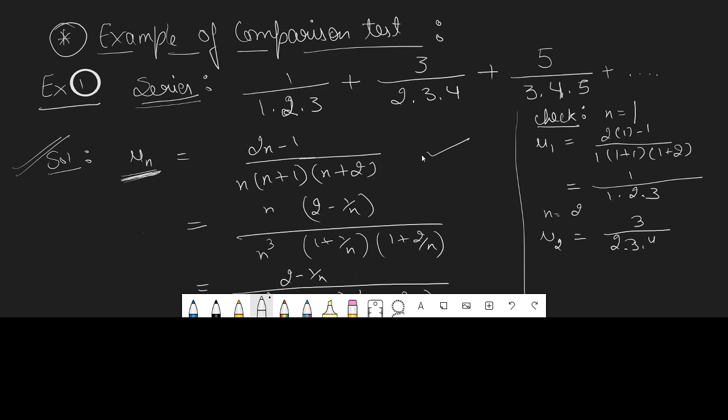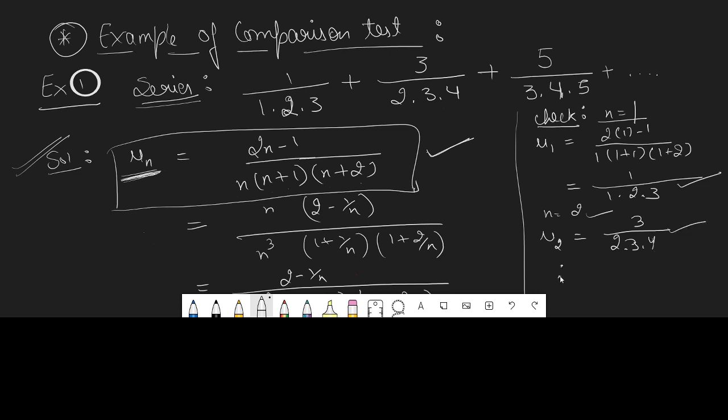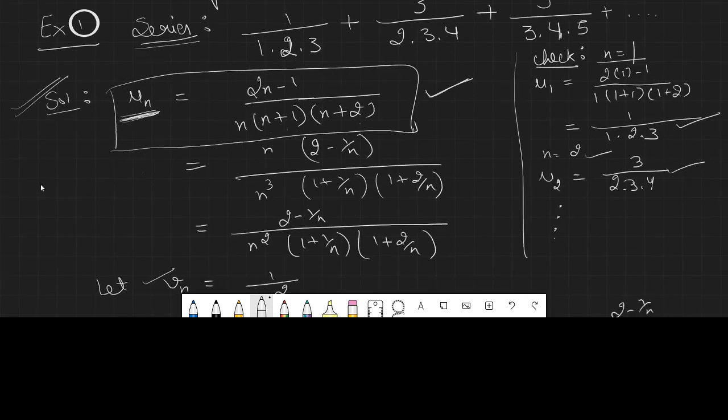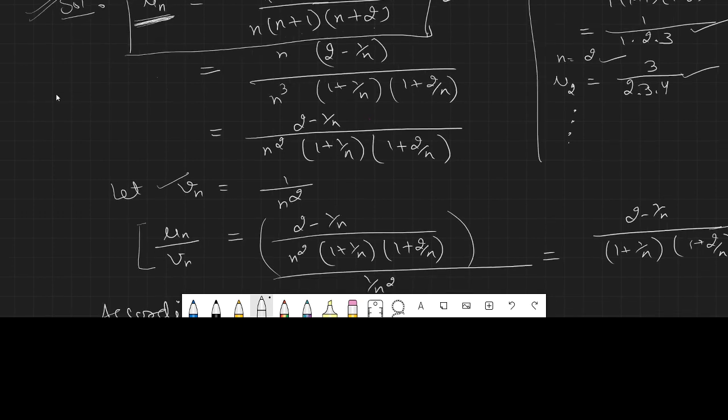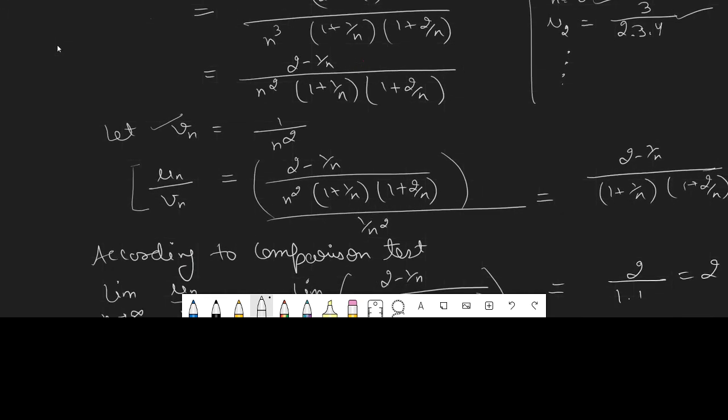Now our nth term is (2n minus 1) divided by n(n plus 1)(n plus 2). You can also check that whichever nth term you have is correct or not. I have checked that for n equal to 1 I get the first term, for n equal to 2 I get the second term, and so on. So the nth term I have chosen is correct. If you simplify this nth term, you will get (2 minus 1 by n) divided by n squared (1 plus 1 by n)(1 plus 2 by n).